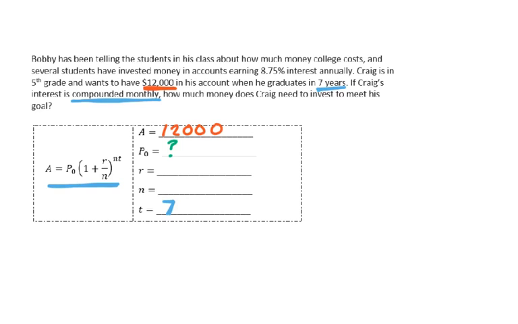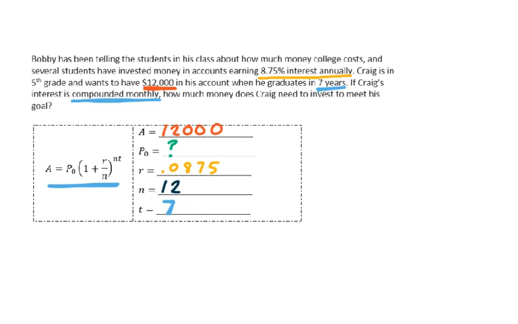We're told that there is an 8.75% interest rate annually, so our R value here is 0.0875. Always remember to change our percentage into a decimal. And finally, N tells us the number of periods in each time period, the number of times we are compounding. We are told that the interest is compounded monthly, so our N value is 12.